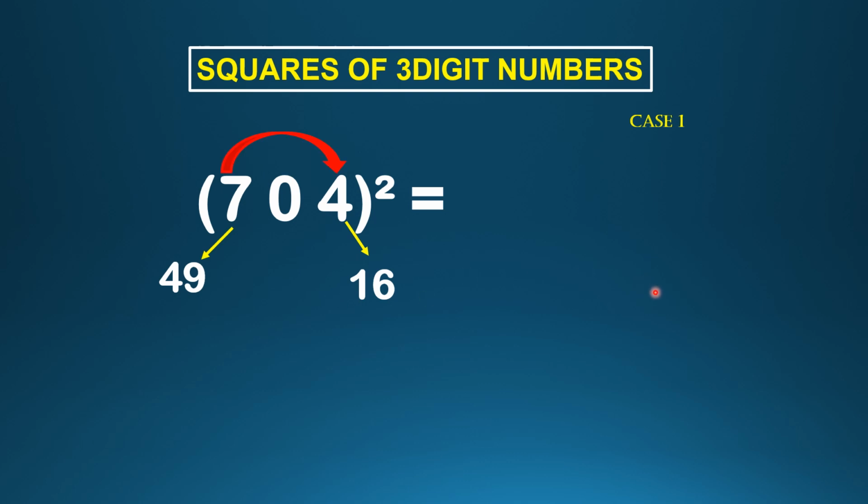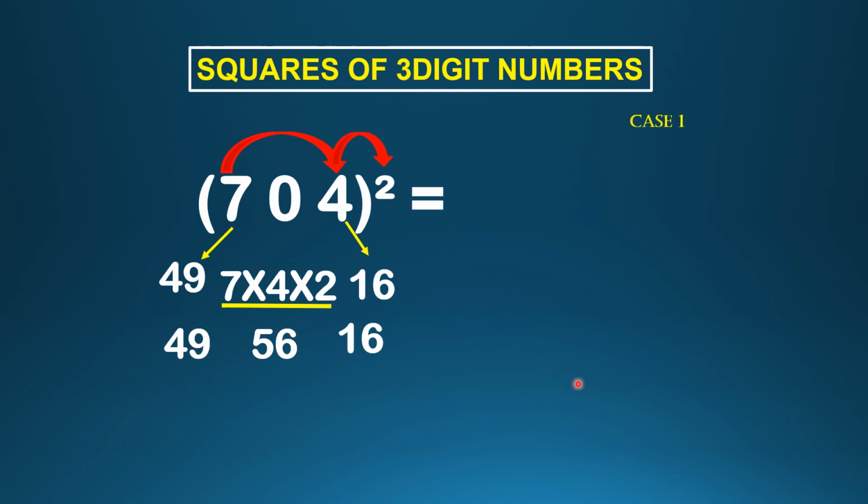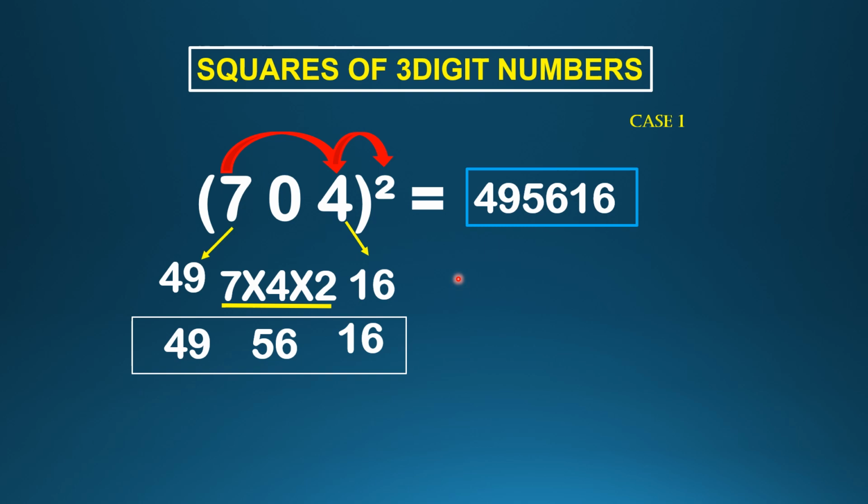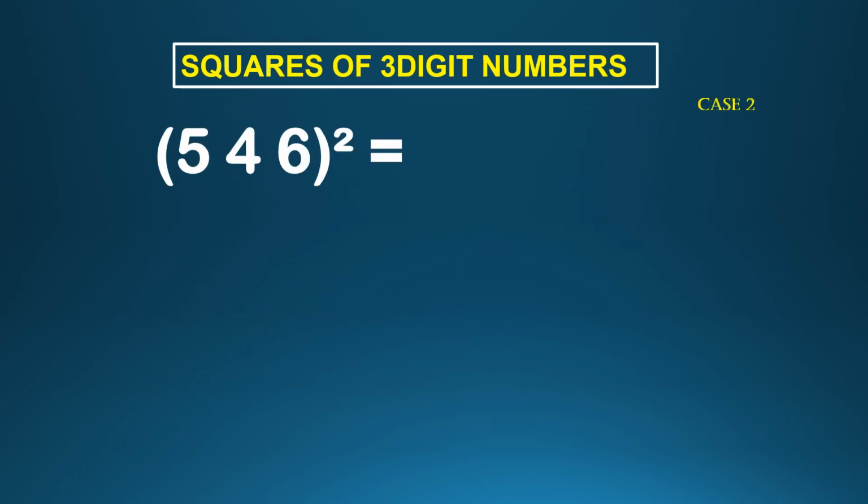Now, the next and final step, 7 into 4 into the power we have to multiply. That is 7 into 4 into 2. It is 56. So these numbers as they are you write. That's it. This is our final answer. So 704 square is 495616.